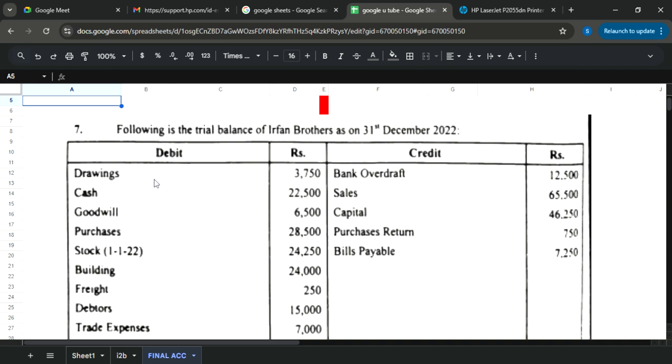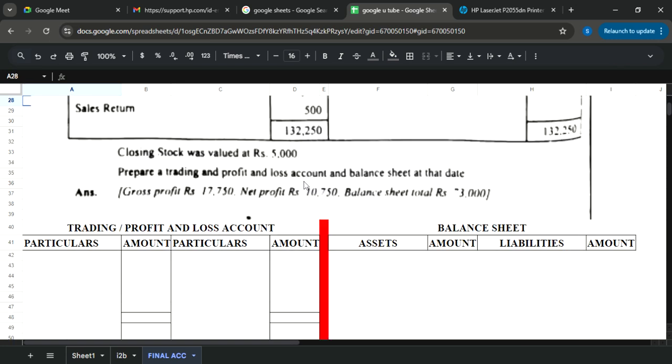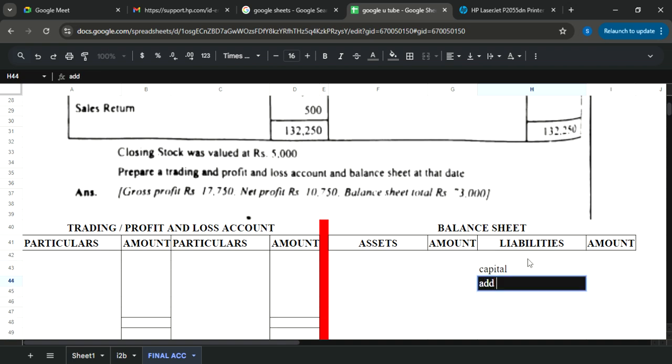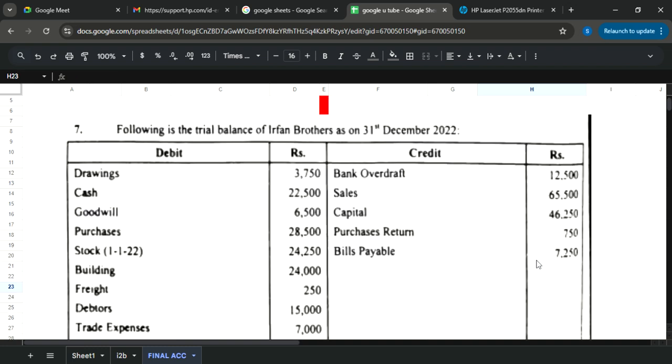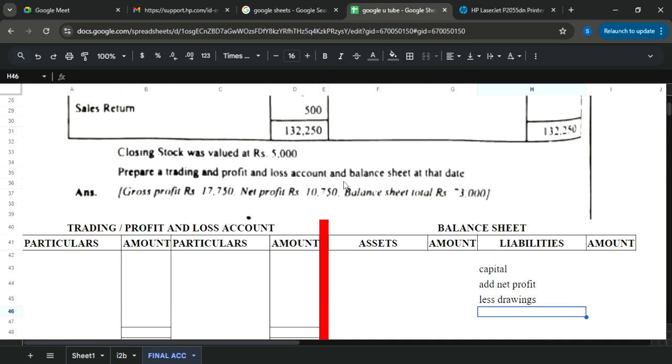Let's start our question. Drawings 3750. Drawings, as you know, are just the opposite of your capital. In fixed liabilities, you will write capital, then you will add net profit, then you will deduct your drawings, because drawings are exactly opposite to capital. The amount is 3750, so in the inner column you are going to write 3750.